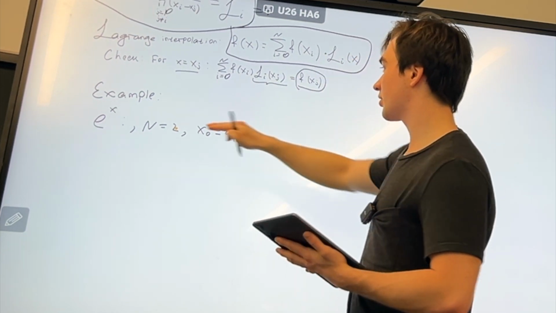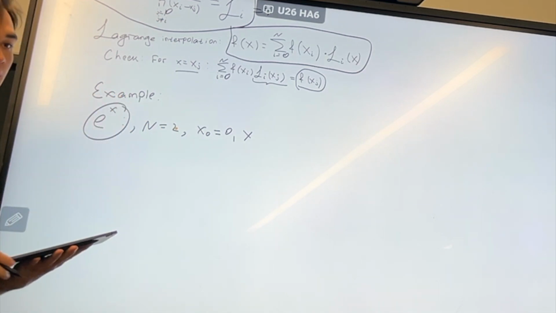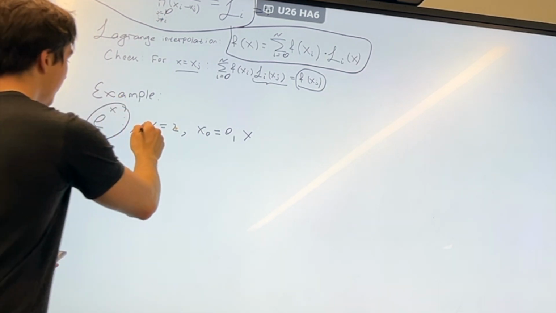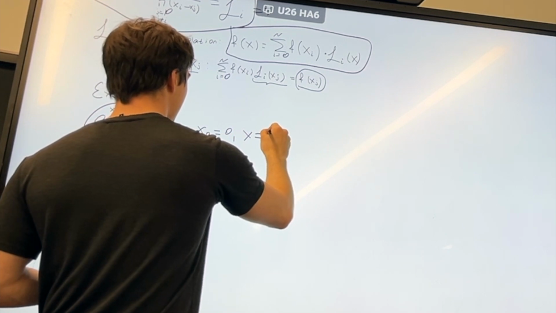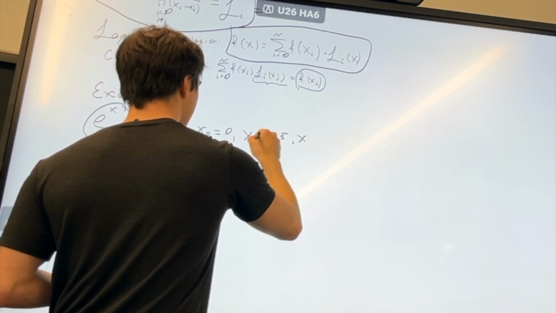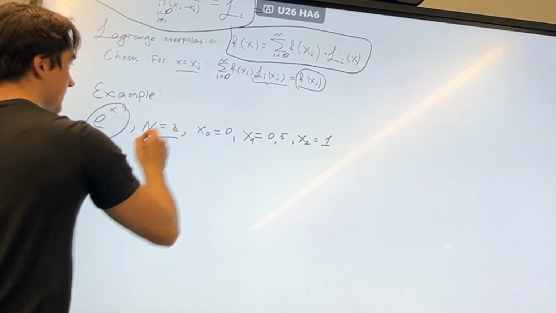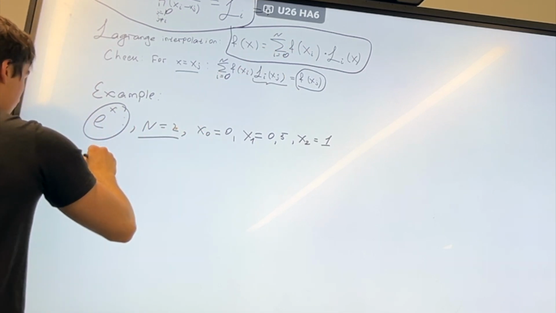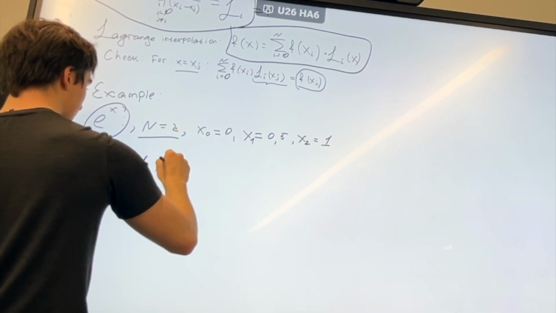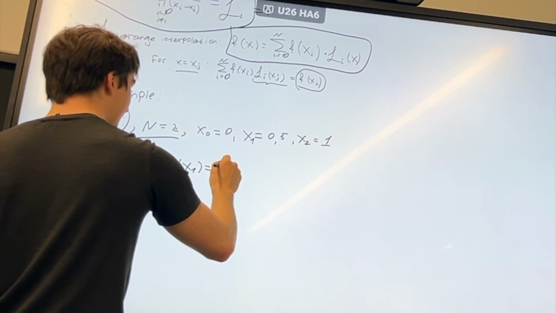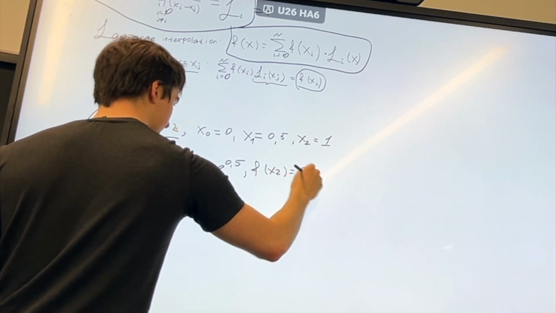Yes, and let's consider our example. We want to consider the function exponent, and we have n equal to 2. That means that we have 3 values, and let them be 0, 0.5, and 1. We are looking at our function f of x. Let's calculate f of xi. f of x0 is equal to 1. f of x1 I cannot calculate, unfortunately, and f of x2 is equal to e.